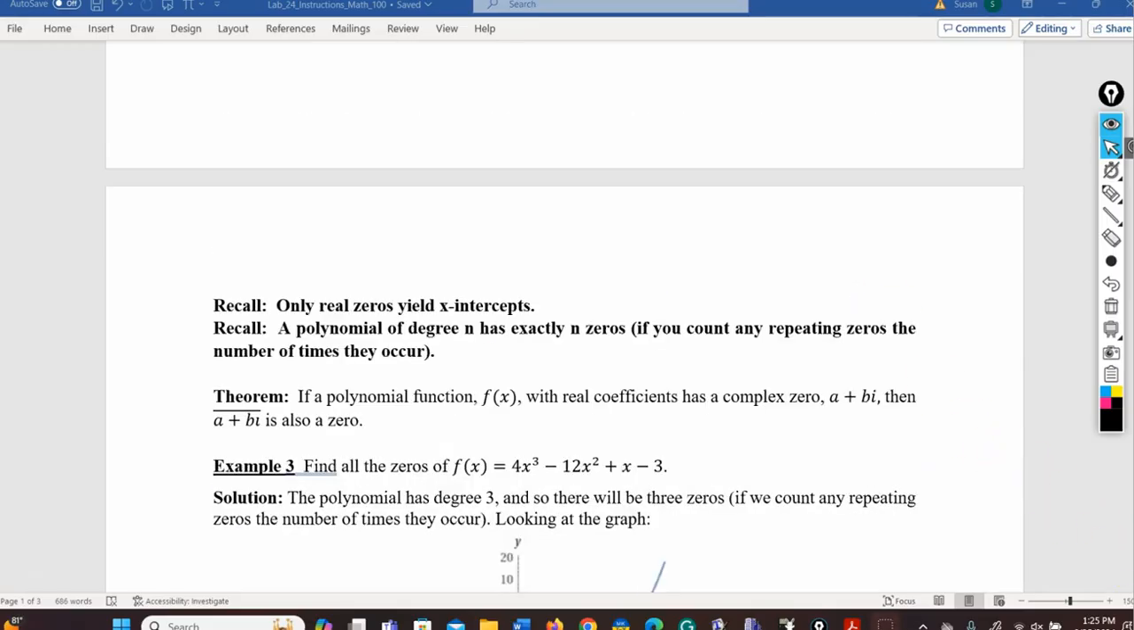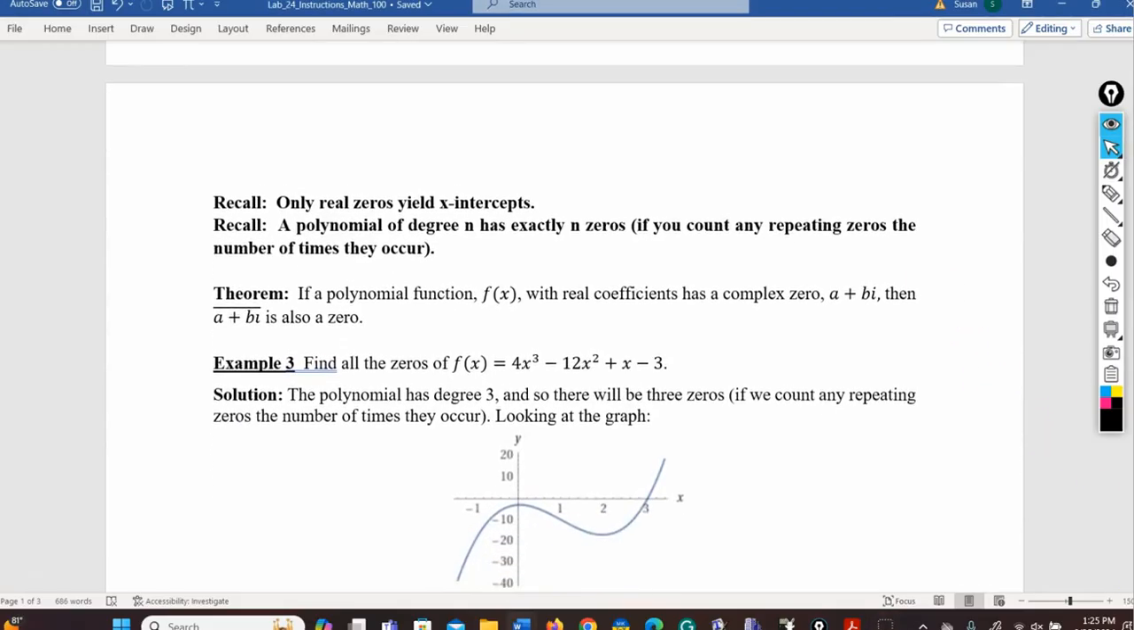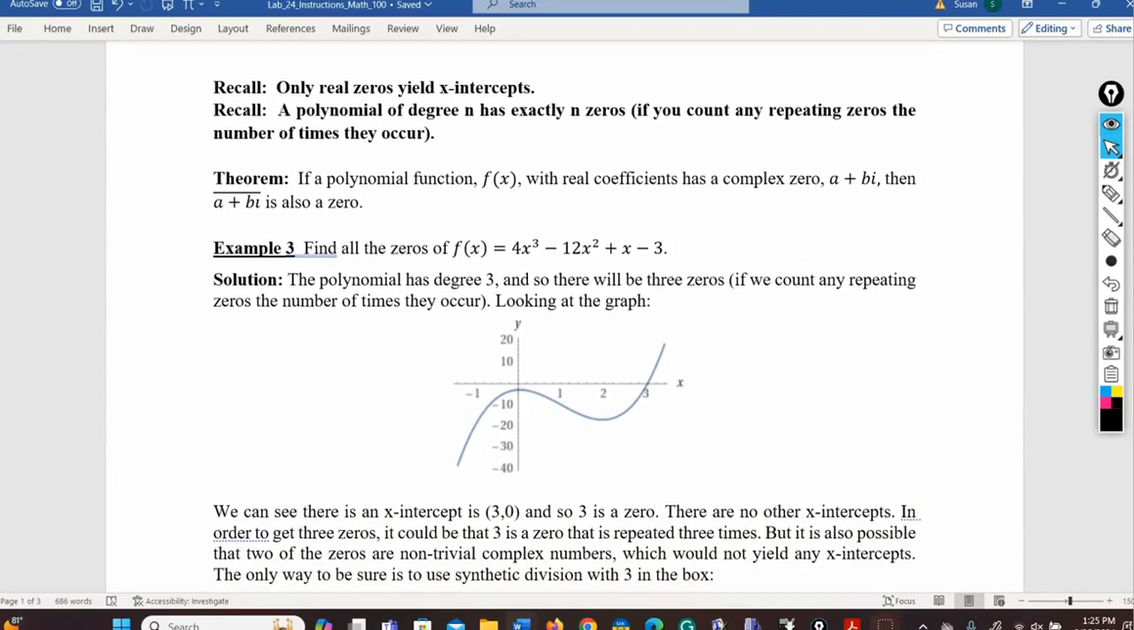We're going to see here. Now, recall, only real zeros will give you an x-intercept. Only real zeros. And also recall that if you have a polynomial of degree n, it will have exactly n zeros if you count any repeating zeros the number of times they occur.